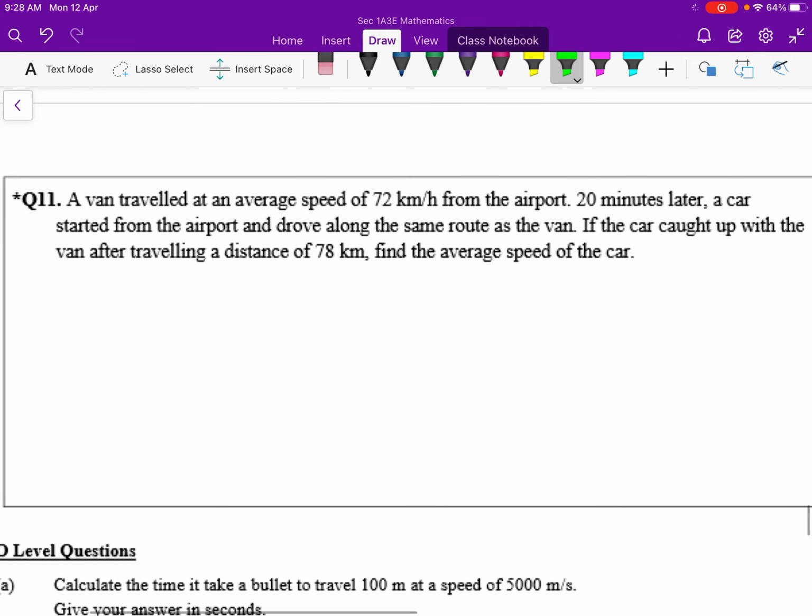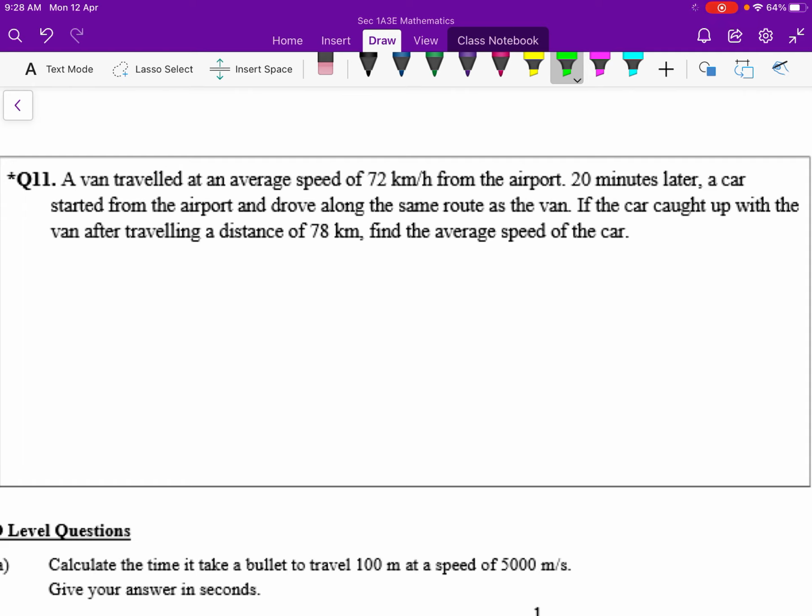A van traveled at an average speed of 72 kilometers per hour from the airport. So we've got one place, that is the airport. 20 minutes later, a car started from the airport, drove along the same route as the van. Then the car caught up with the van after traveling a distance of 78 kilometers. Find the average speed of the car.